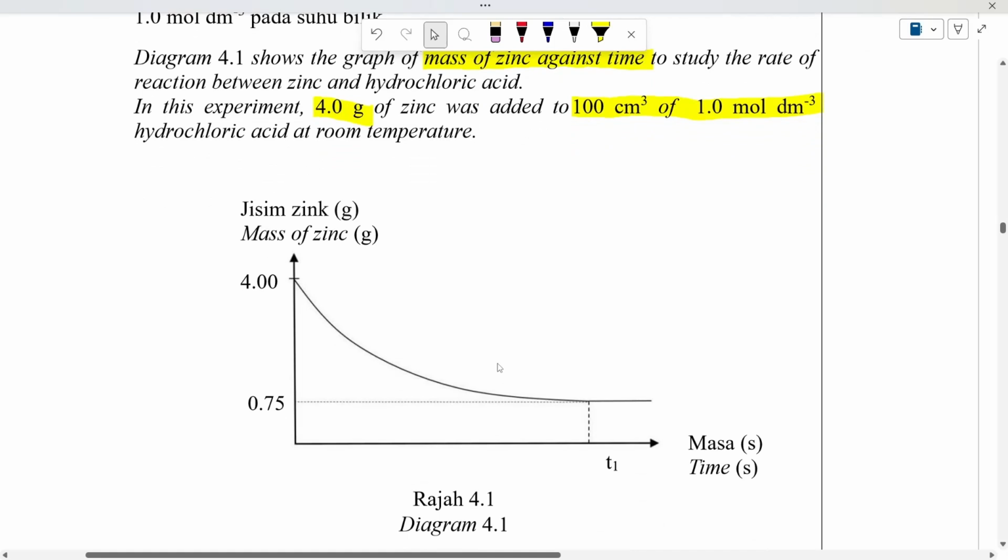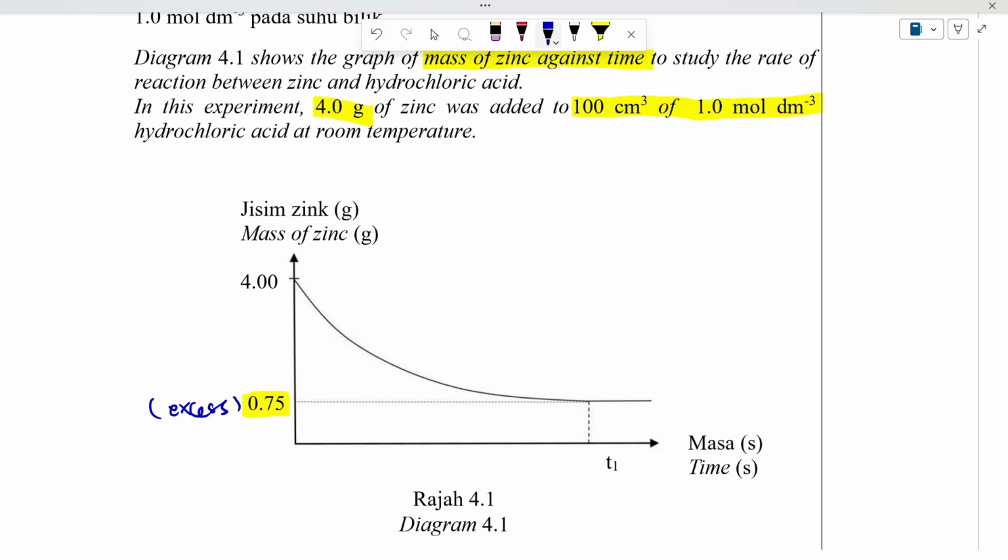Yeah, okay. One obvious thing here is, you see after the reaction is completed, the mass of the zinc still remains. In other words, the excess is the zinc. Meaning that hydrochloric acid is limited, will be used up. Okay, dia akan dihabiskan dengan lebih cepat. Okay, here you have the graph.